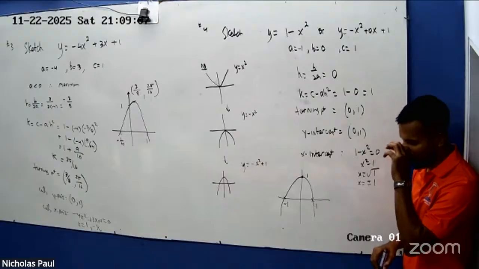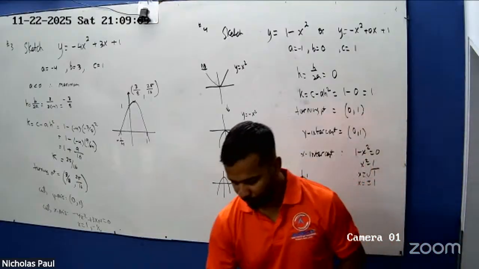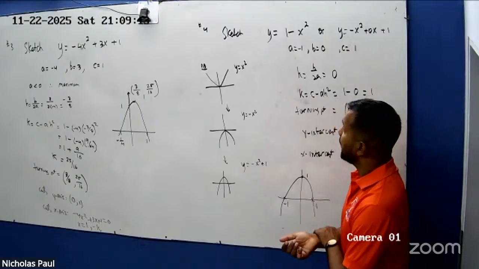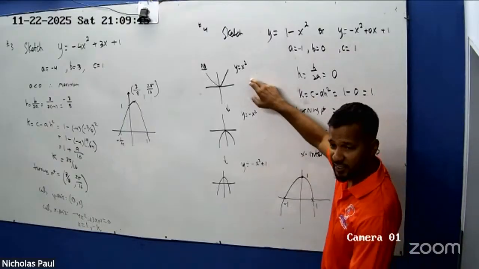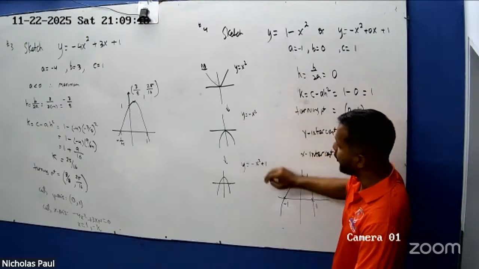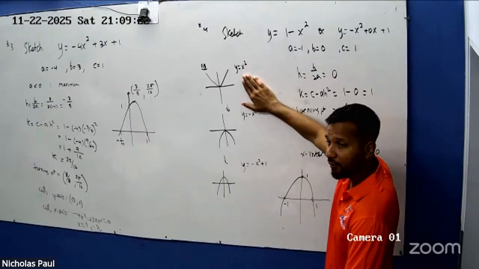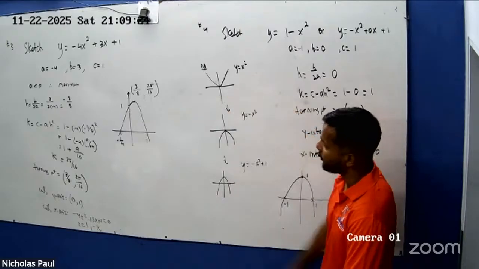Yeah, I'm going to do one more past paper. So again, pay attention to this. You should know what the original quadratic looks like. X squared looks like this all the time.